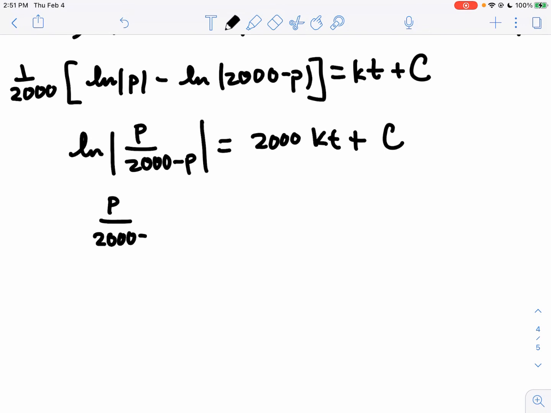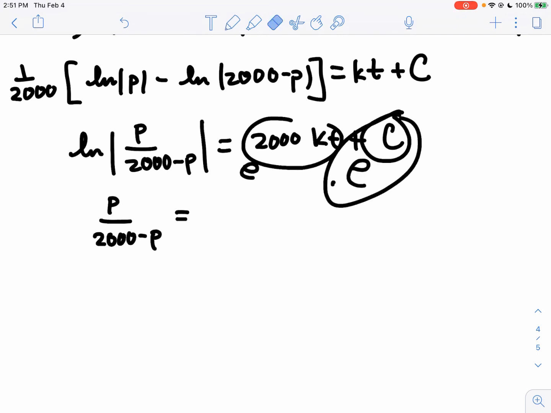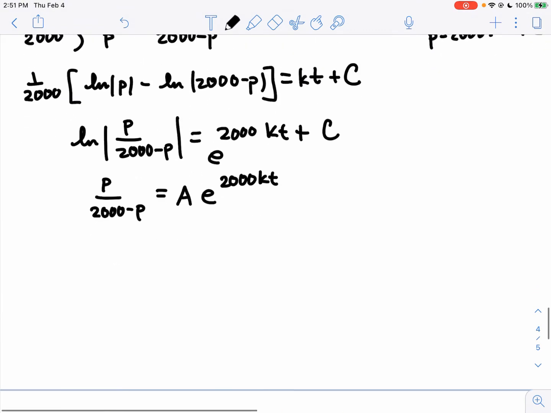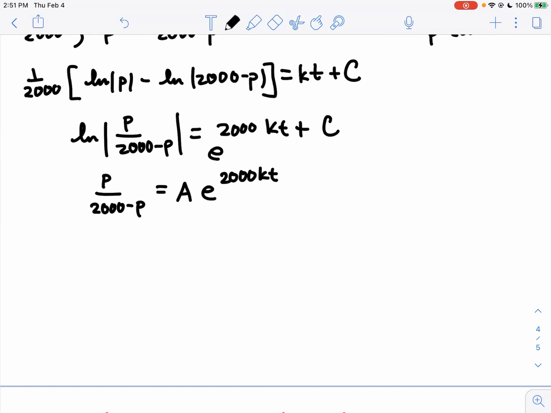We have 2000, p over 2000 minus p is equal to, and the other side will be, when I do e to this times e to that, this part here is going to become the a. So we just have a times e to the 2000 kt. Okay, we're getting closer. There's a few things we can do now to both sides. I could invert both sides. There's a variety of ways to solve this for p. I'm going to invert both sides, and you'll see why that's going to be helpful in just a second.